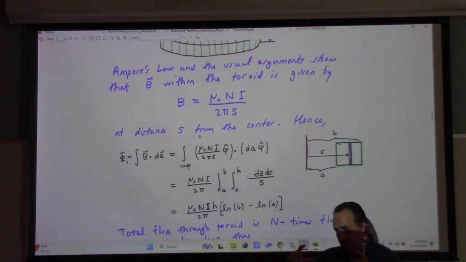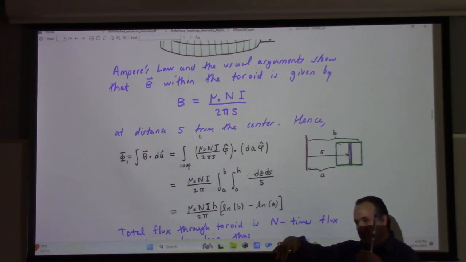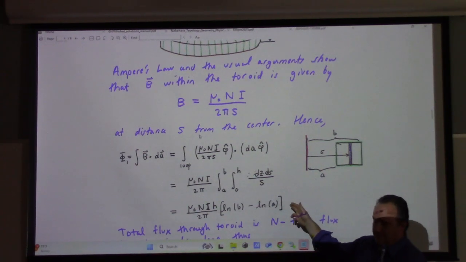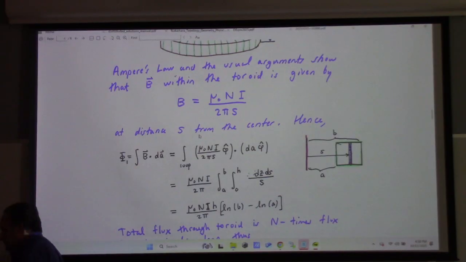So to find the total flux through the whole toroidal coil, thinking of it collectively as one giant loop, which is actually like an ensemble of N loops, I multiply this by big N. That gives me the total flux through the whole toroid.